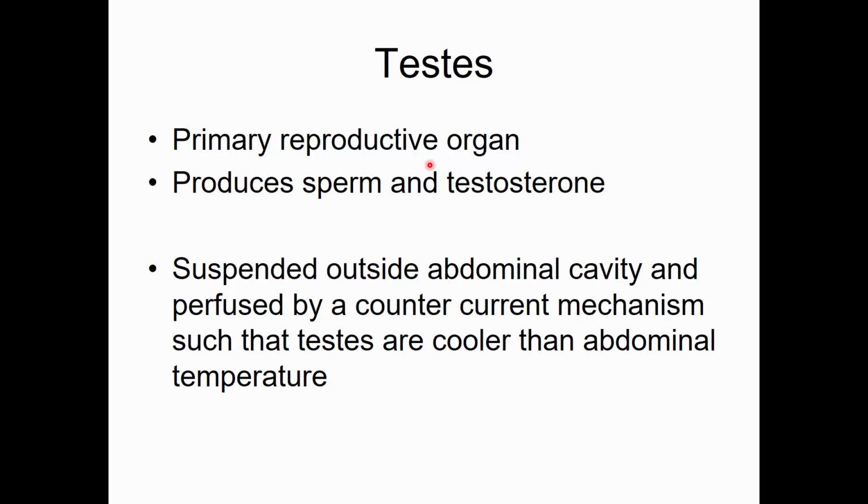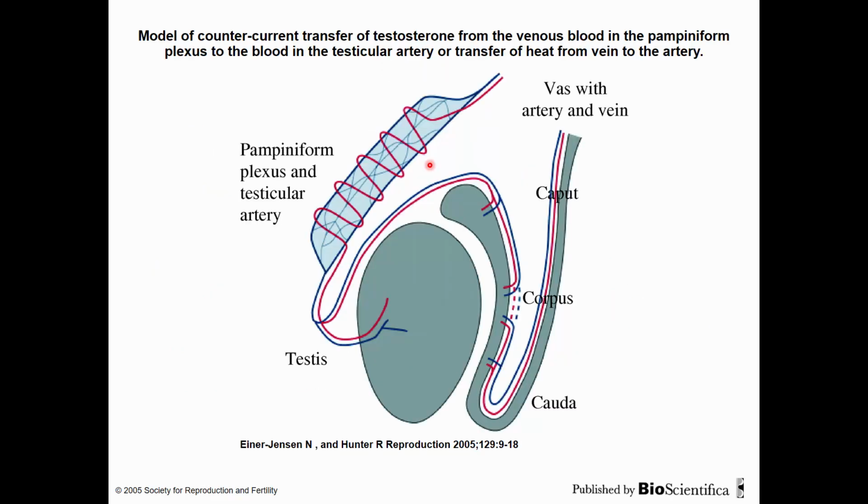So when we think about reproductive physiology, we talk about a primary reproductive organ. The primary reproductive organ is the testes, and the testes has 2 jobs: to make gametes, which in the male are called sperm, and to make sex hormone, which in human males is called testosterone. The testes are suspended outside the abdominal cavity in adult males, and there's a countercurrent mechanism that has to do with the blood supply supplying the testes that allow the testes to be a little bit cooler than abdominal temperature.